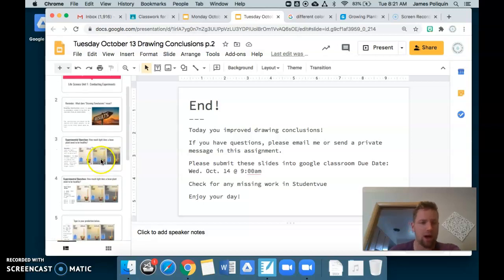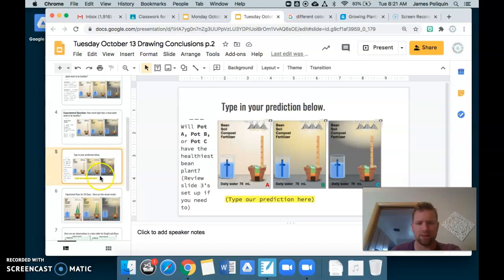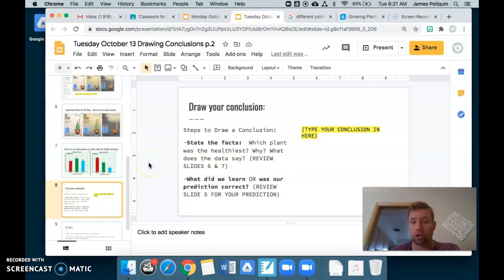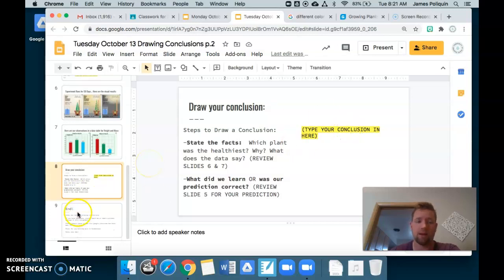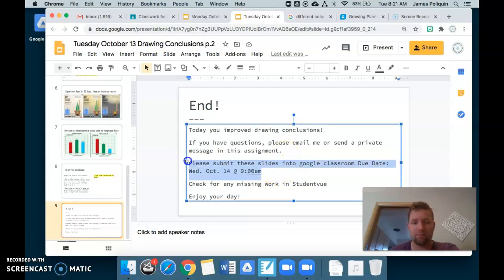Make sure you type in your prediction on slide 5, review our data, draw your conclusion on slide 8, and submit this assignment when you're finished. Please have them due by tomorrow morning 9 a.m. Turn them in earlier if possible.